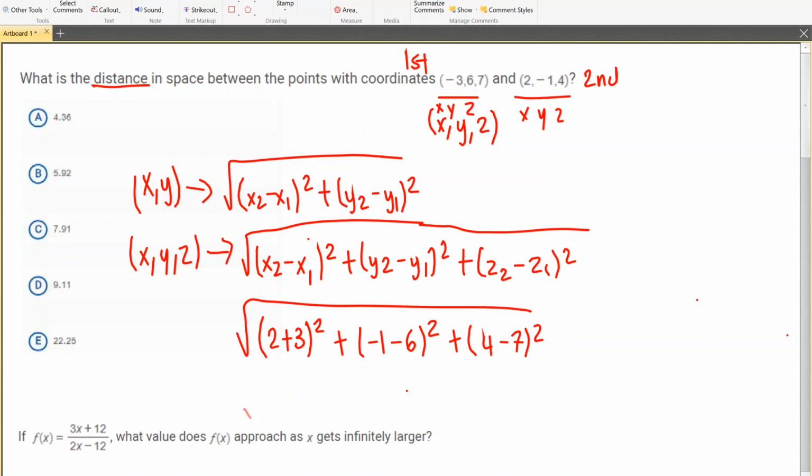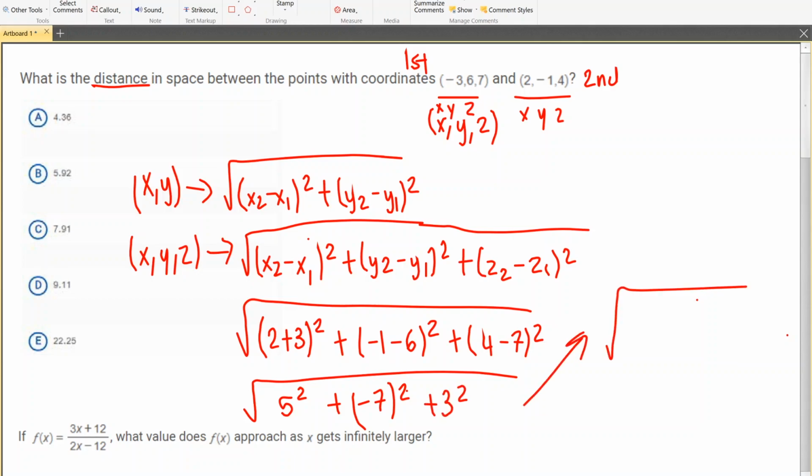So to simplify that, that'd be the radical 5 squared plus negative 7, I like to put parentheses around it, squared, plus 3 squared. And if we go back up here, we do the math, that would be a 25 plus 49, because negative times a negative will become a positive. So 7 squared is 49, and the sign becomes positive. And we have that 9. So 25 plus 49 plus 9, that is 83. So we have the square root of 83 as our answer.